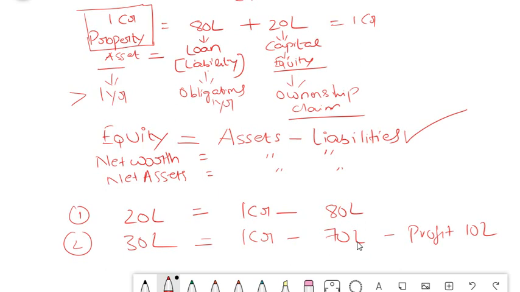Don't go blindly by the formula. Understand why it is assets minus liabilities, or why assets is equal to liabilities plus equity. For that reason, I just gave you this example of profit adjustment against your liability. So this is basically the formula: assets is equal to liabilities plus equity, or equity is equal to assets minus liabilities. Now we will dig a bit deeper into this.